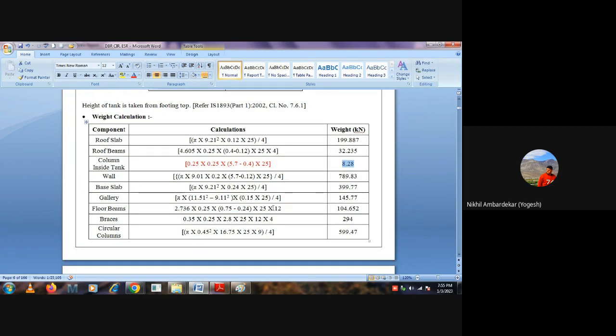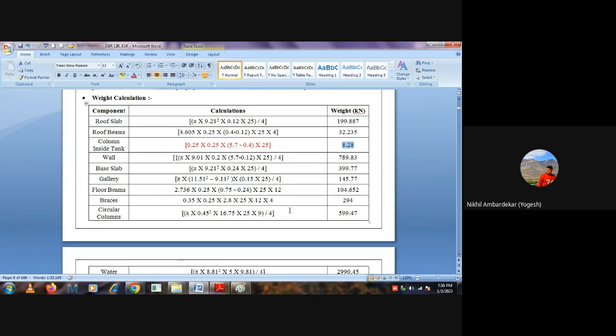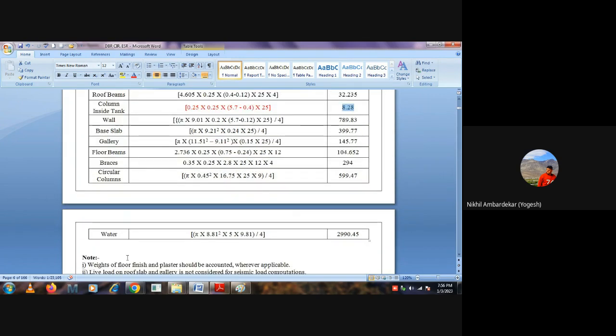Got it? Any doubt how to calculate the weight calculation? Okay, let's go ahead. And of course water. So we need to consider the weight of the water from the tank also, the container.